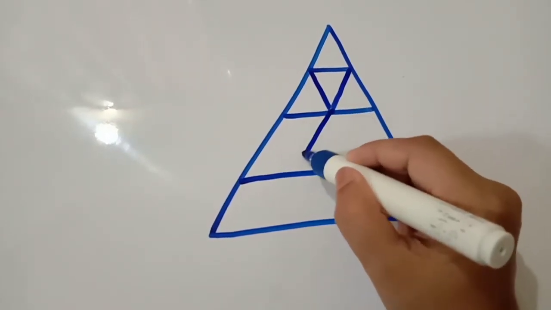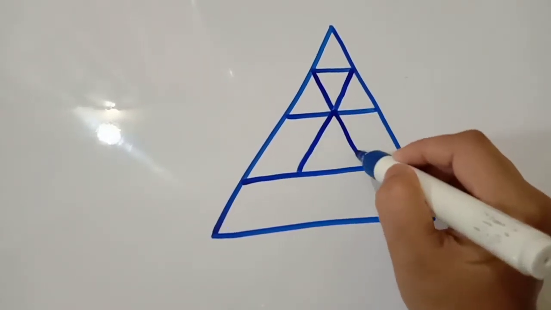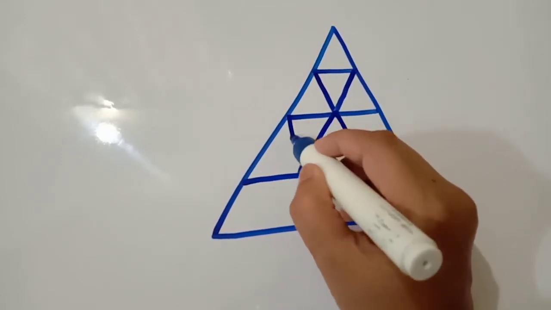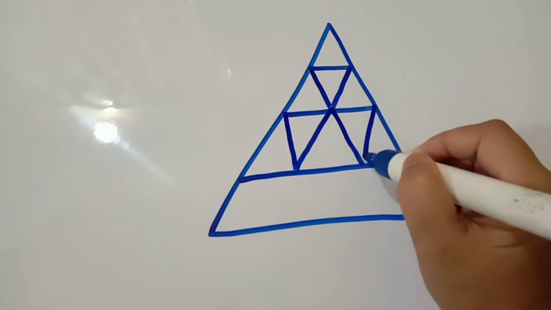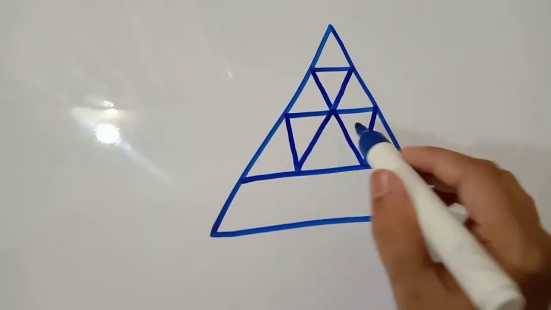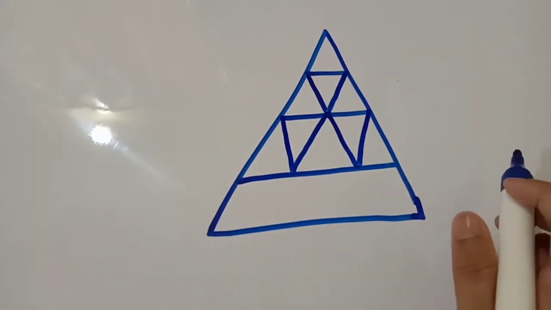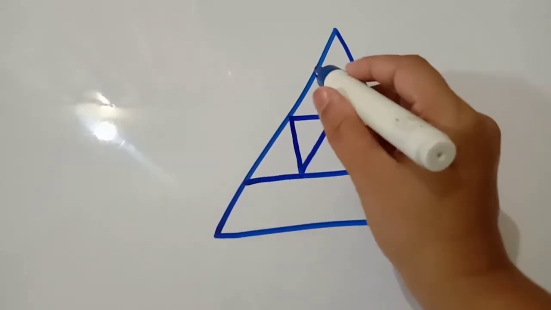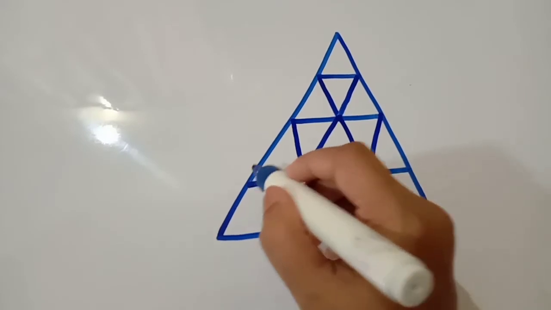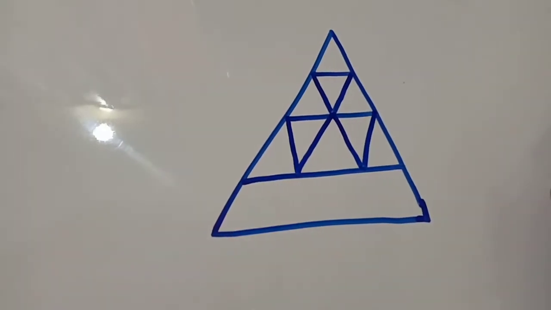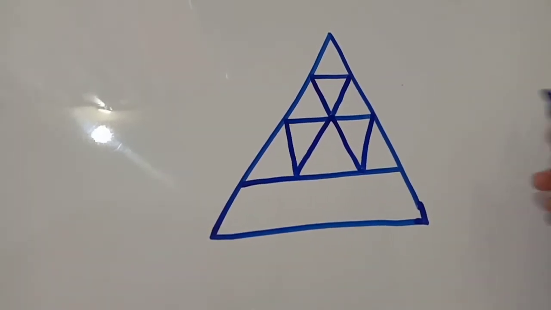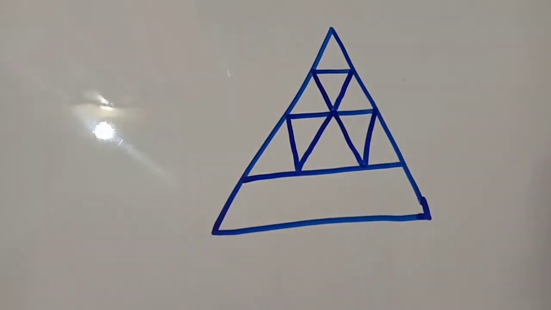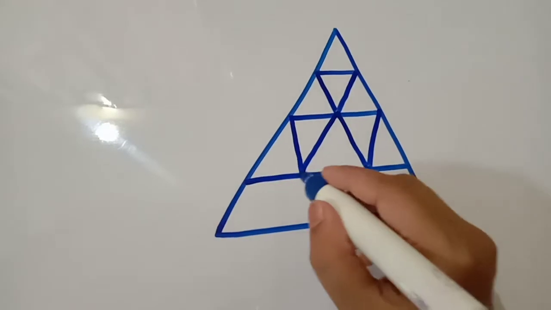This line goes down a little. You can see 6. Here it joins, 7, 8, 9, 10. Then you can see here a triangle is formed, 11. Yes, you can see triangle number 11. And here also you can see 12. Triangle number 12.